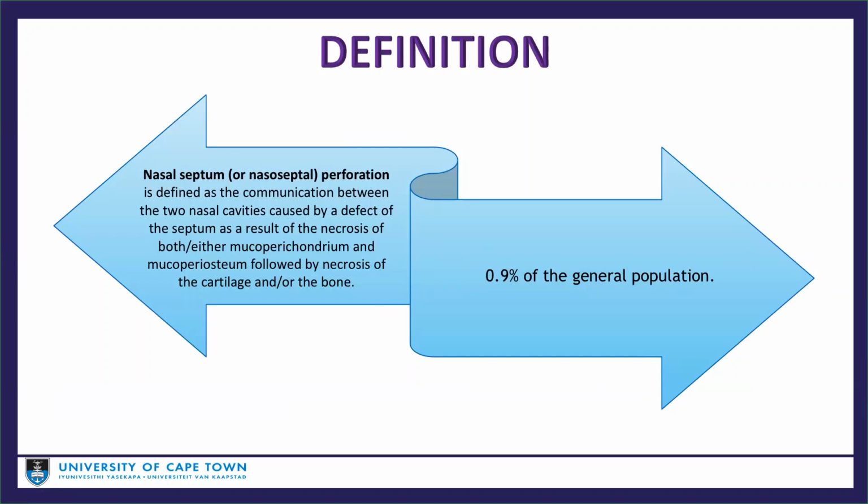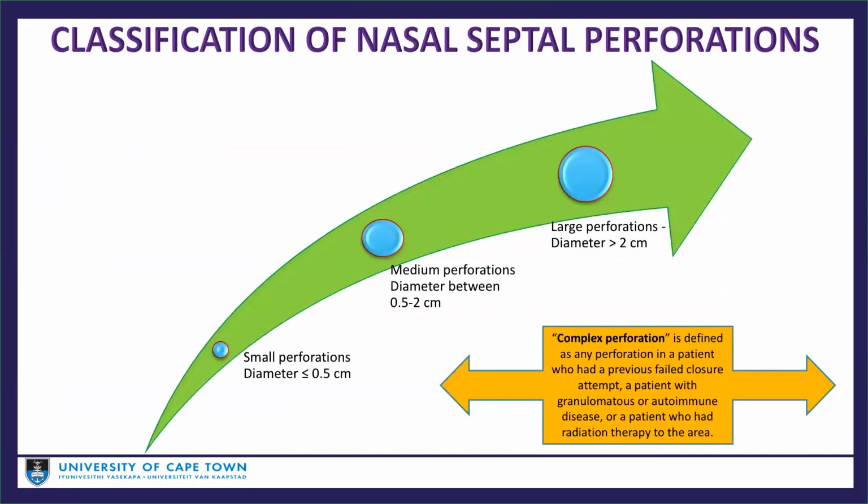It in fact is seen in 0.9% of the general population. Nasal septal perforations can be classified based on their diameter. A small nasal perforation has a diameter of 0.5 centimeter. A medium septal perforation ranges from 0.5 to 2 centimeters, and a large septal perforation is more than 2 centimeters.